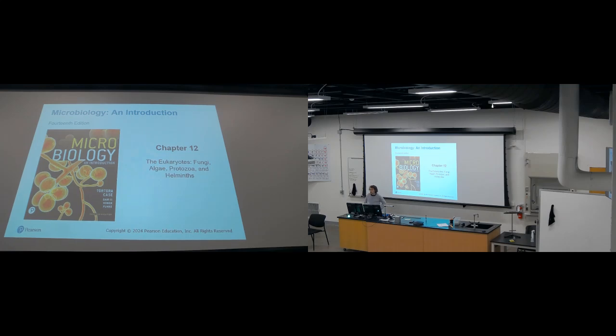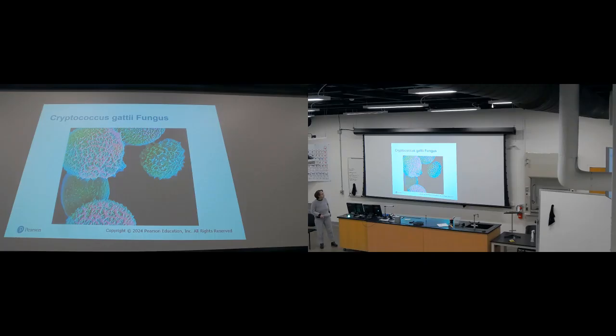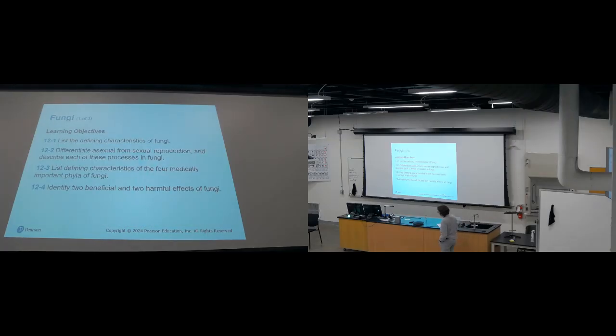So chapter 12 is about eukaryotic organisms, including fungi, algae, protozoa, and helminths. Here we have a type of eukaryote, which is a fungus. This is Cryptococcus gattii. It is a fungus that has a circular shape, and it is part of the group of Cryptococcus neoformans, which is an encapsulated fungus.